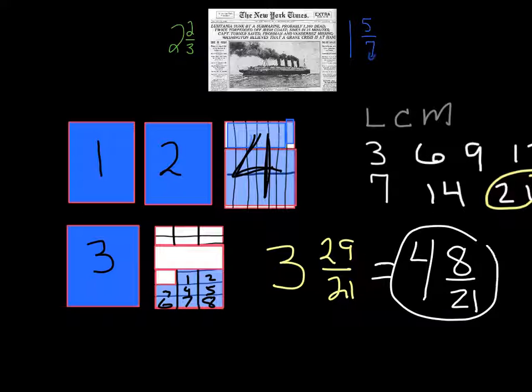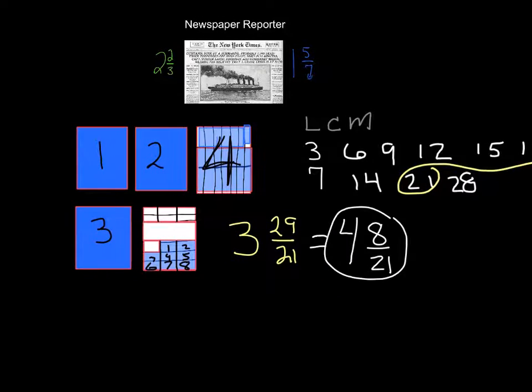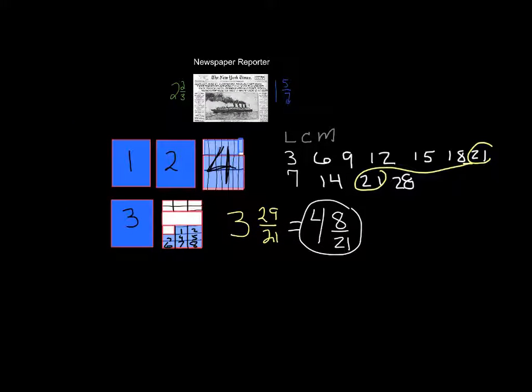So the actual number of pages that you and your friend will use of your school's paper is 4 full pages and 8/21 of another page. So that is your answer. If you got anything wrong on the illustration portion, please pause it right now and fix anything that was incorrect. And we are going to move on to the algorithm.